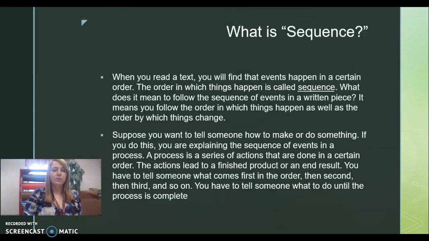They're told in order. So if you're explaining the sequence of events, you're explaining the series of actions that are done in that certain order that lead to a finished product or an end result, such as the birdhouse or the finished baked cake. You have to tell someone what comes first in the order, then second, then third, then so on, until that process is complete. So you have to say very specifically what to do first, second, third. And applying that to text structure, we are looking at what happened first, what happened second, what happened third. So we are looking at the order of events and what occurred in the story.